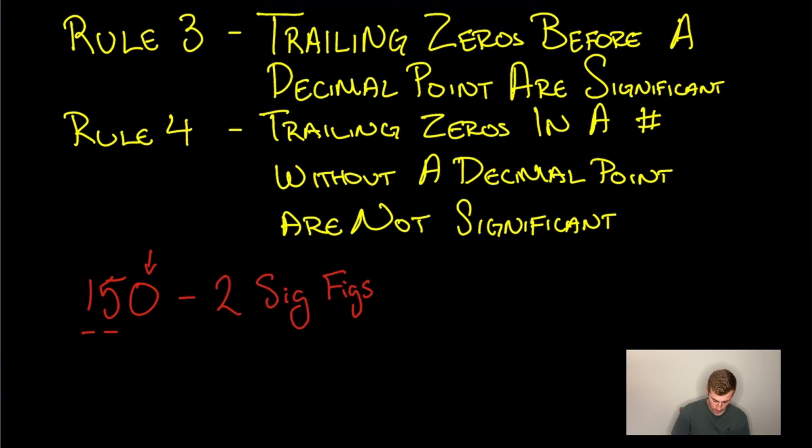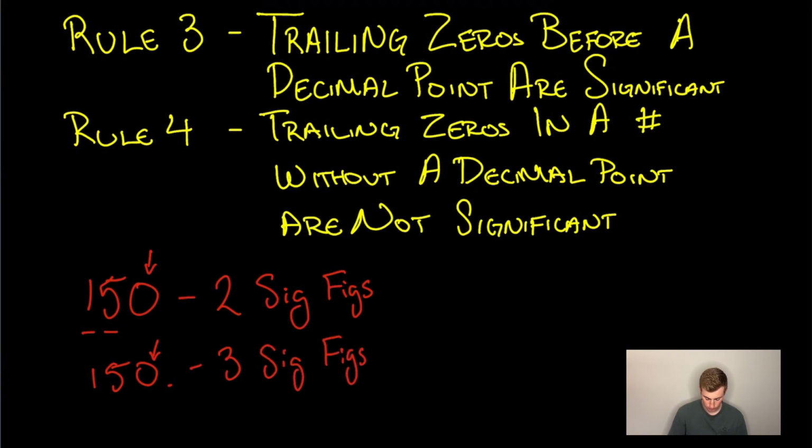Whereas, if that number had a decimal point afterward, and I should clarify here, anytime we have a 0 following non-zero numbers, that's what we refer to as a trailing 0. So when we have a trailing 0 followed by a decimal point, just that little decimal point at the end, that makes this 0 significant. So in this case, even though it's the same number, this decimal point makes us have 3 significant figures instead of 2 significant figures.